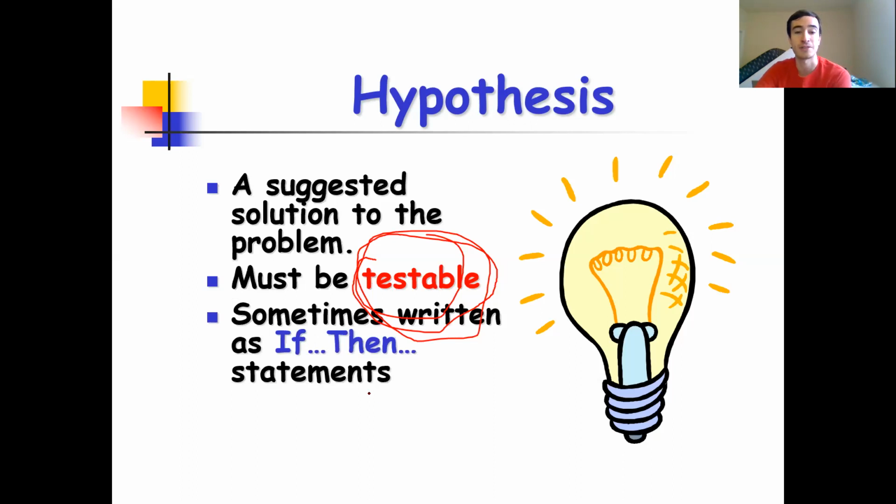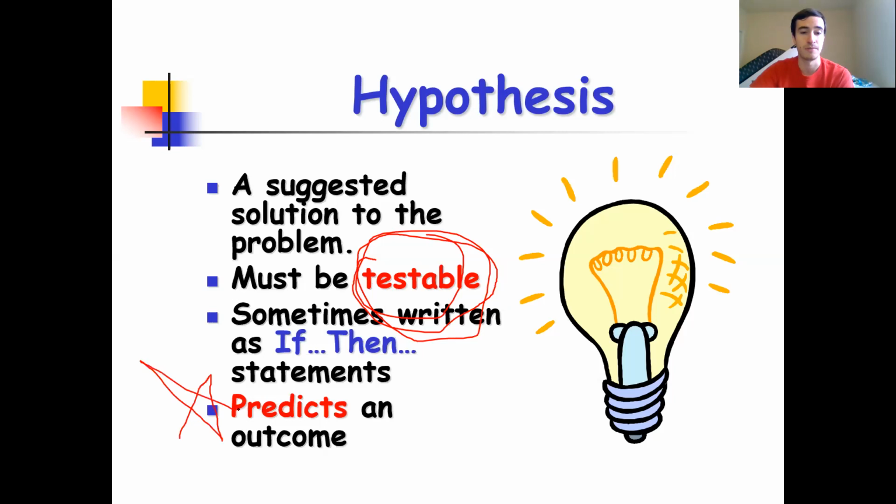Sometimes we can write these hypotheses as if-then statements, meaning that you can say, if I see this weird thing going on in my environment, then I think this is the cause. If I add more fertilizer to my plants, then I think they will grow bigger and have bigger flowers. So you can kind of set it up like that. The important thing about hypotheses is that they are a prediction.